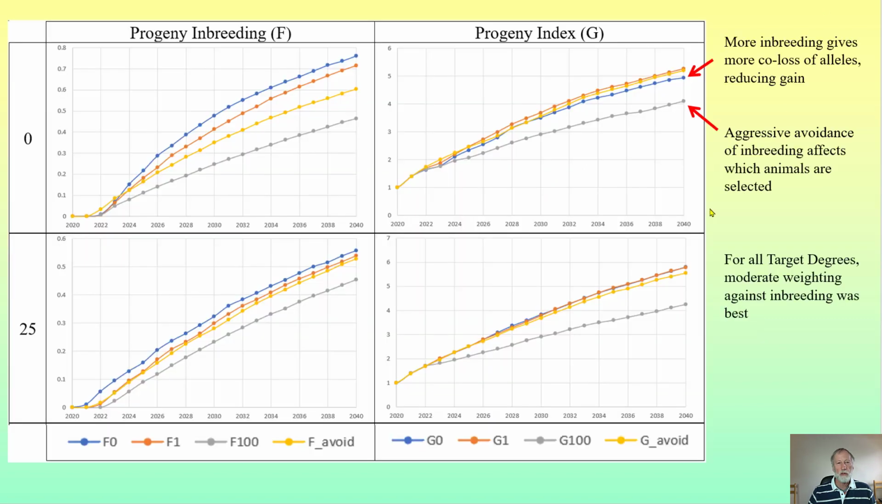So let's move over to look at results, and the top two graphs relate to 0 target degrees, meaning that we're not putting any emphasis on reducing parental coancestry, and then 25 degrees for the bottom two. So in the top left graph you can see that putting a weighting of 0 on progeny inbreeding allows progeny inbreeding to increase over the years in the simulation, 20 years, and we managed to reduce progeny inbreeding increasingly by applying stronger weights and/or, in the yellow line here, the policy to avoid close inbreeding.